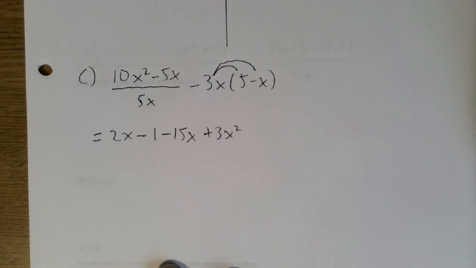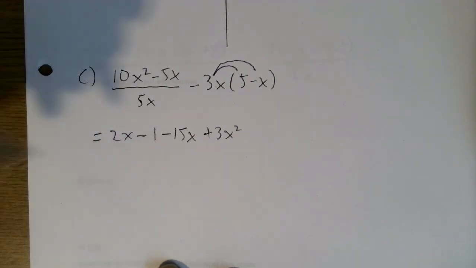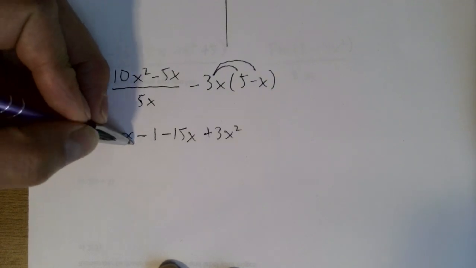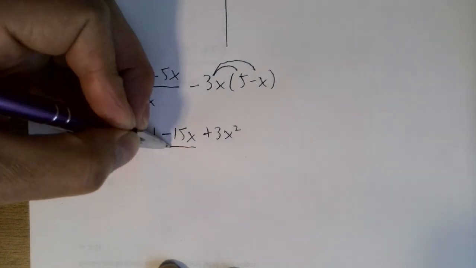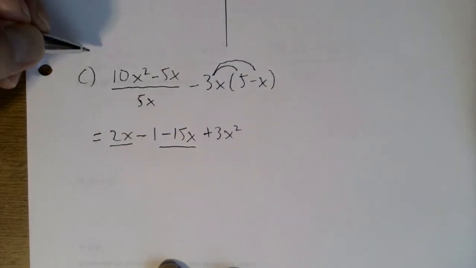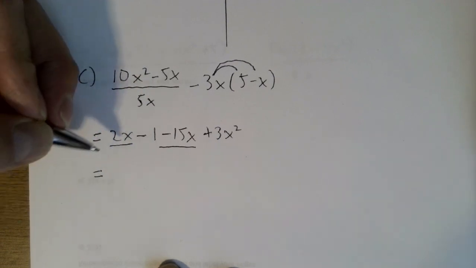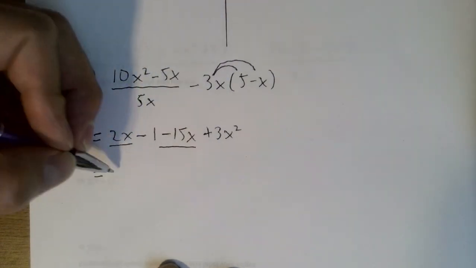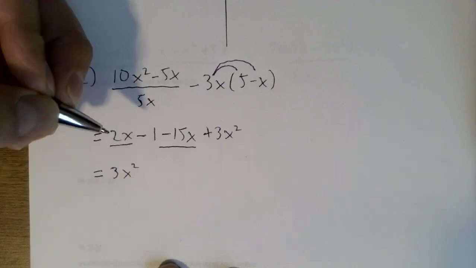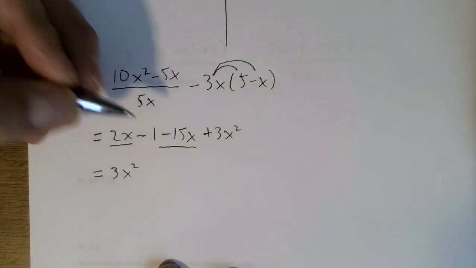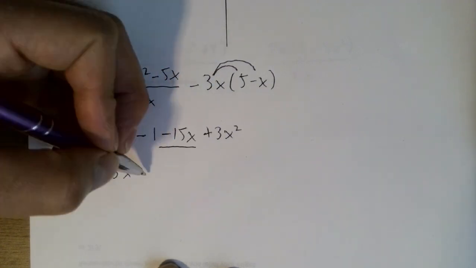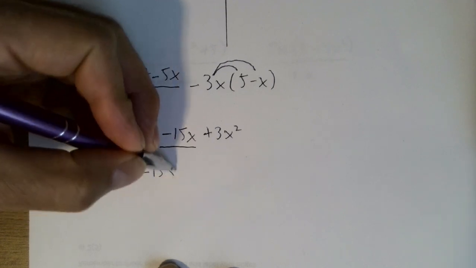Okay, and now we need to collect like terms. The only like terms we've got are 2x and negative 15x. And now to make sure we write this in the correct order, we're going to start with the highest degree, which is the degree of 2 with the x squared. So we'll start with 3x squared. 2x and negative 15x added together is negative 13x, and then minus 1.